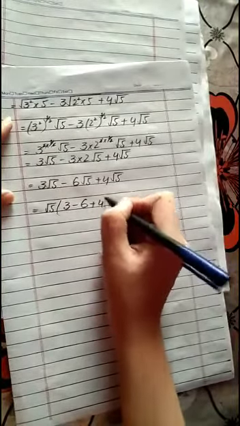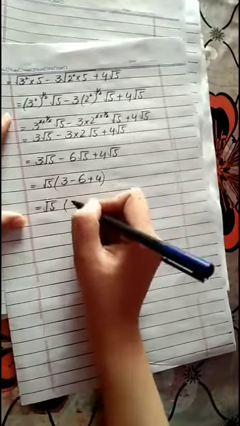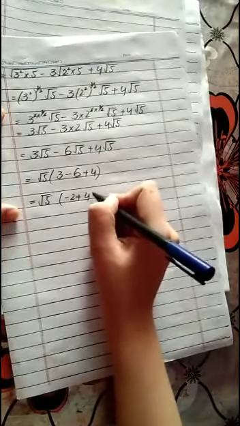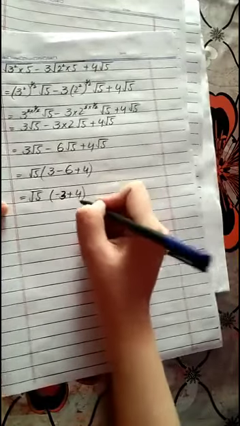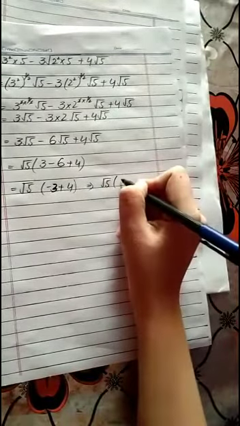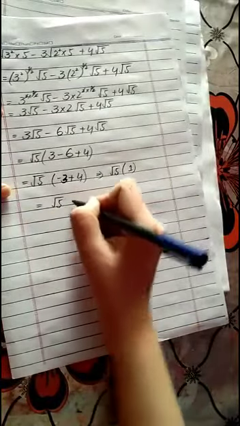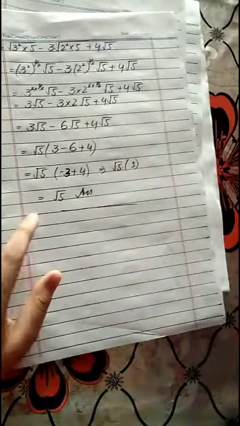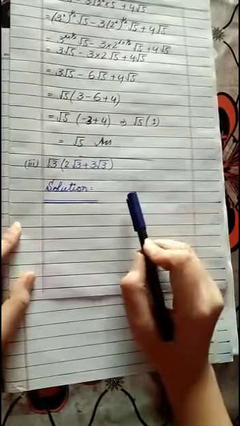3 minus 6 plus 4. So we can write square root 5 into, that will be minus 2 plus 4, sorry, minus 3. Square root 5 into plus 1, if we multiply, square root 5 remains square root 5. It's the simplest form of question number 3, part 1. Okay students, question number 3, part 3.